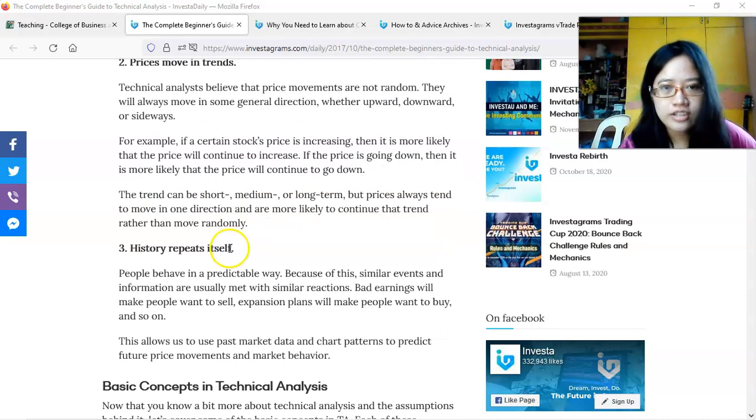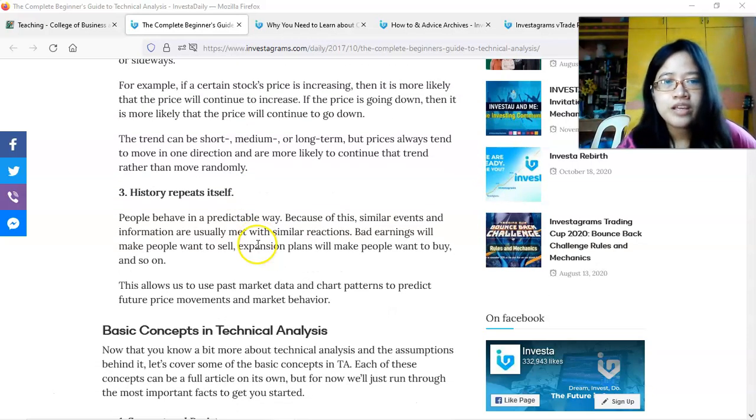Tapos, eto na. Third assumption, history repeats itself. Kasi nga, over time, it's always up, down, up, down, up, down lang naman, okay. People behave in a predictable way. Because of this, similar events and information are usually met with similar reactions. So, bad earnings, let's say nag-declare ng loss yung company, will make people want to sell. Benta na yan. Hindi naman profitable yung company, yung stock.